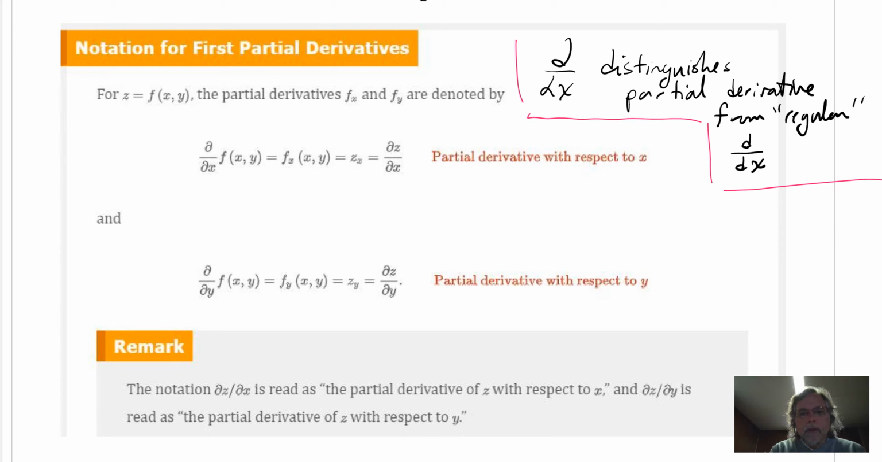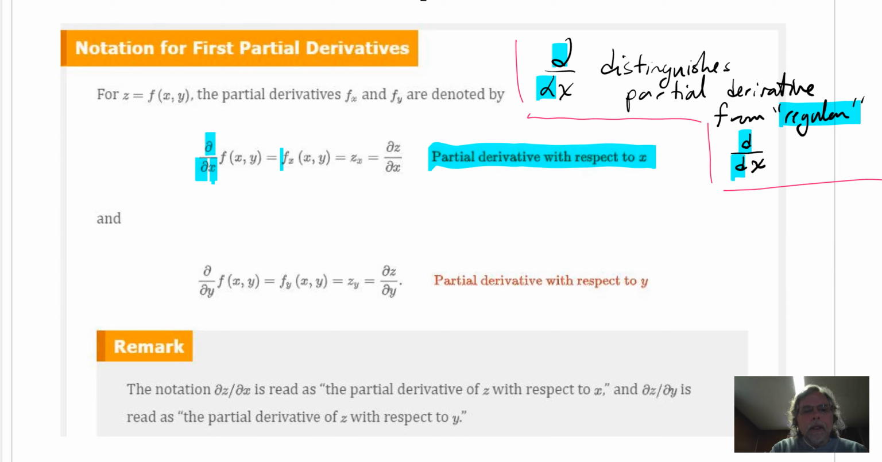So the derivative with respect to x can be written this way: the partial derivative of f of x, y with respect to x. You see the variable you're differentiating with respect to is built into the notation down here. And this symbol, the partial derivative symbol, is used to distinguish it from d dx, the regular derivative. This middle notation is quite handy sometimes.